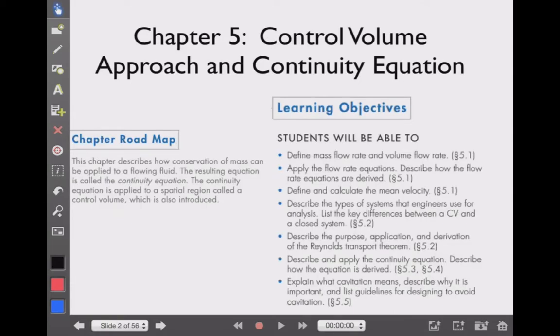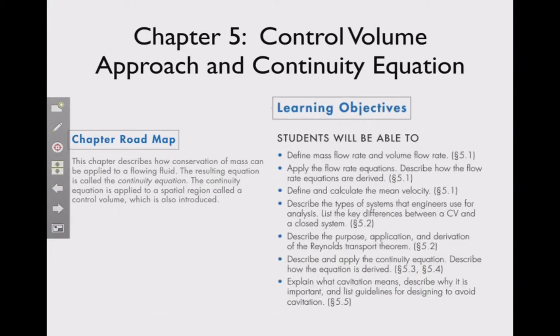So if we look at the roadmap and the learning objectives for this chapter, we can see that the chapter describes how conservation of mass can be applied to a flowing fluid. The resulting equation of conservation of mass is the continuity equation. And this continuity equation can be applied to a spatial region called a control volume, which is also introduced in this chapter and is extremely important for the next couple of chapters because we're going to apply the control volume approach to not only mass and continuity, but also to momentum and energy in the next two chapters.